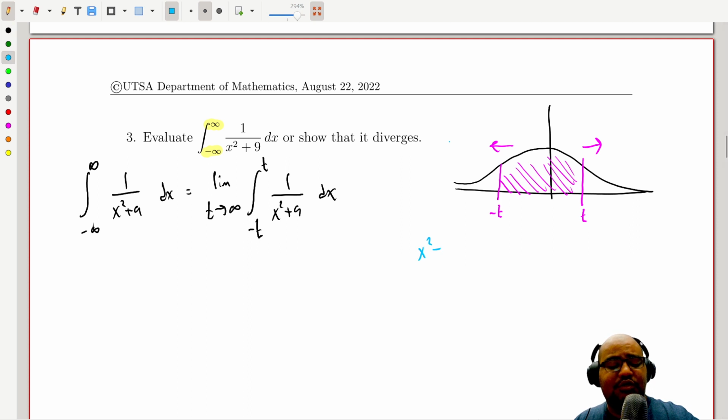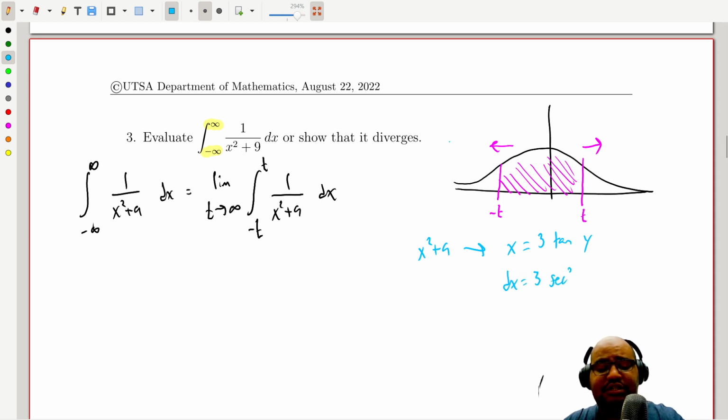Notice that we have a sum of squares, x squared plus 9. So we're going to let x equal 3 tangent of theta, but I'm just going to call it tangent of y. It doesn't really matter. So dx is equal to the derivative of tangent, secant squared. Now take a look at what happens here. Remember, we change variables, so we change limits. So when x is equal to t, we need to find the y for which t is equal to 3 tangent y.